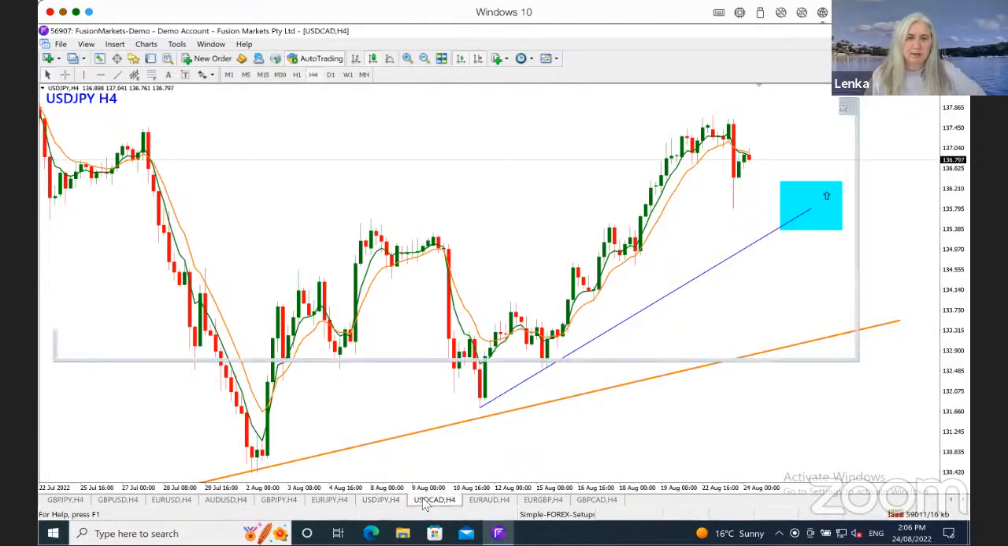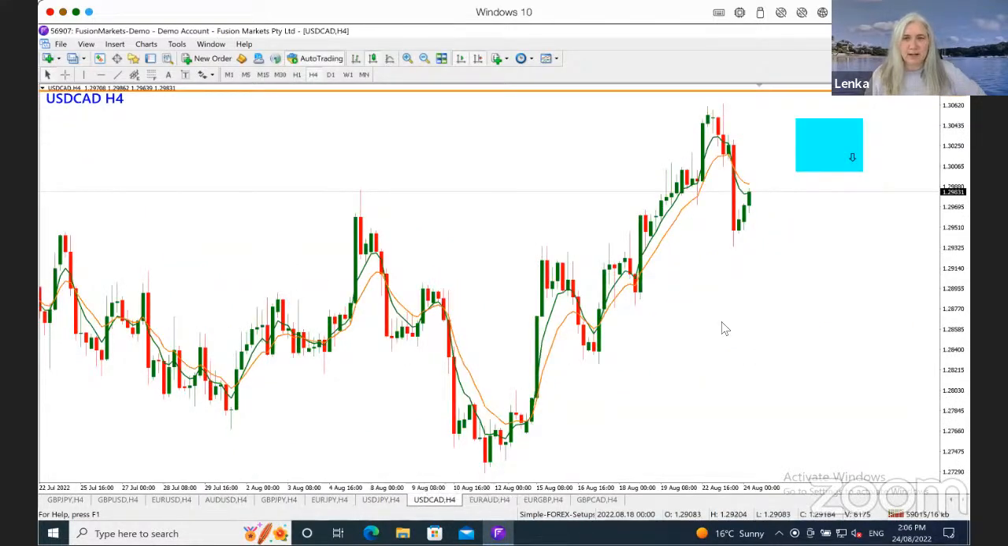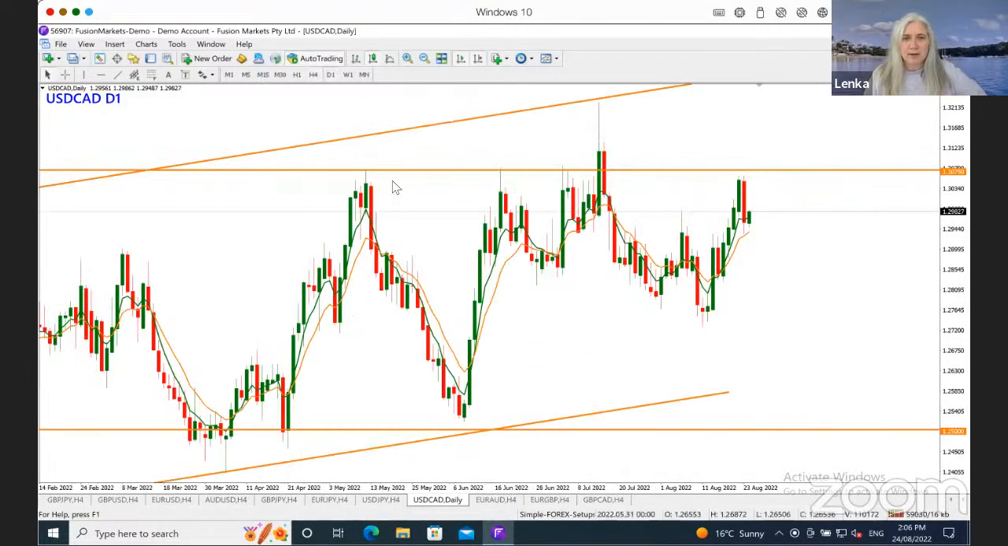Next currency pair I'm looking at is USD CAD, and I'm looking for short. So here we've had 1, 2, 3. Let me draw that up. We had 1, 2, 3 touches, a false break, and almost a touch there. So I'm looking for short.